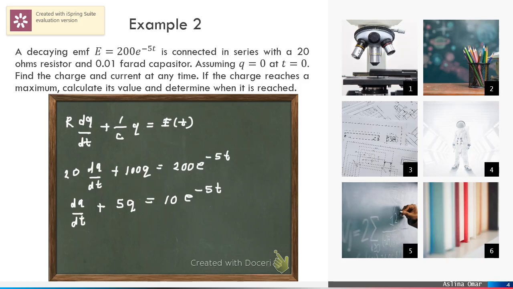Okay, so now you cari IT dia. So IT equals to e to power integrate 5 dt. So you akan dapat e to power of 5t.